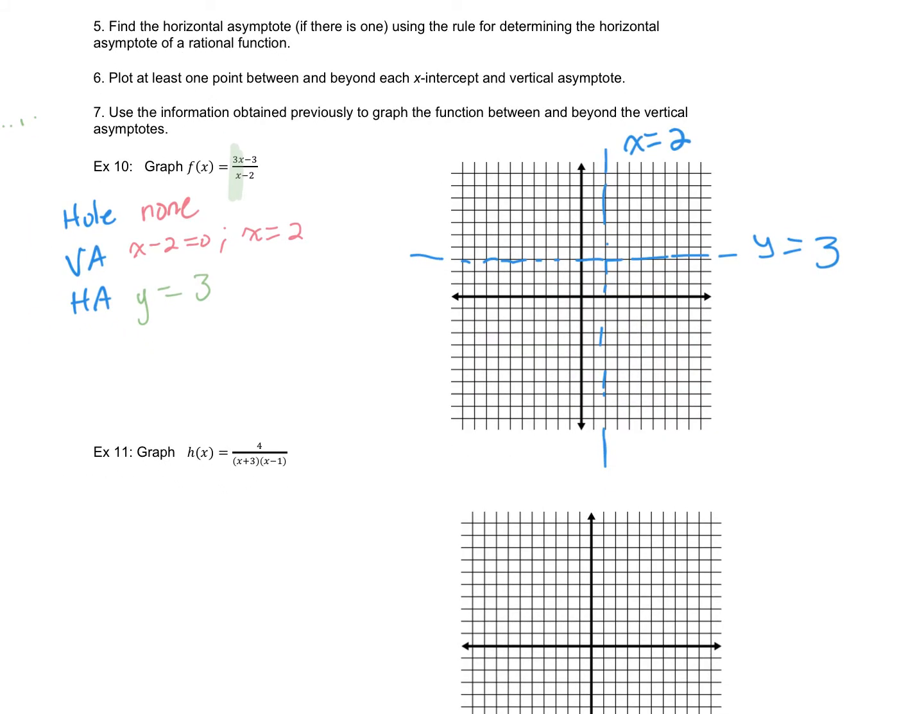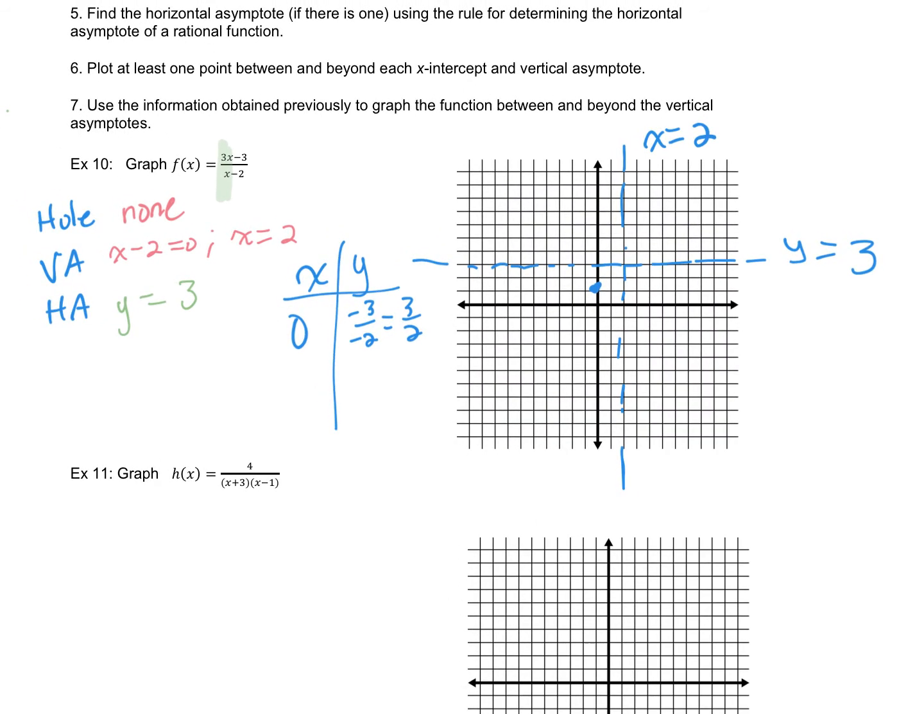Okay, so we're going to do a table of values. We need to think about values that are less than x equals 2. So let's plug in, how about x equals 0? Let's make it easy on ourselves. If we plug in x equals 0, we're going to have negative 3 over negative 2, which is equivalent to 3/2. So that's 1.5. So that's telling us we have that point right there. Nice, right?